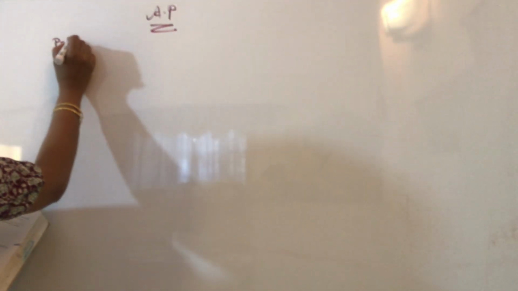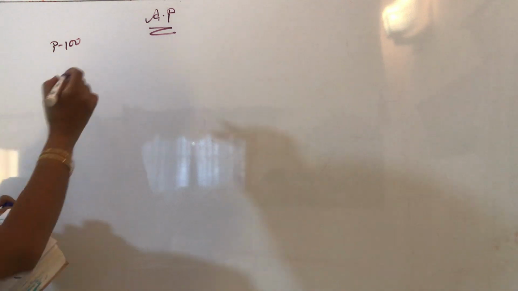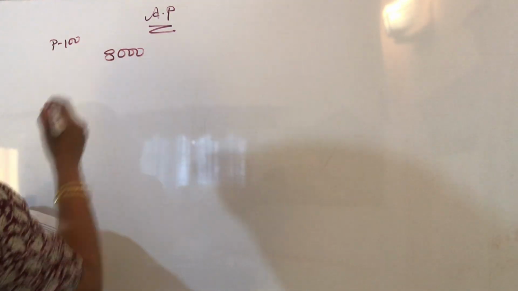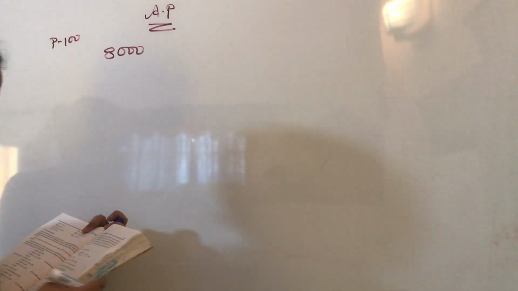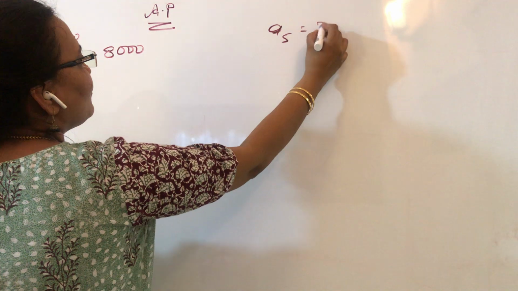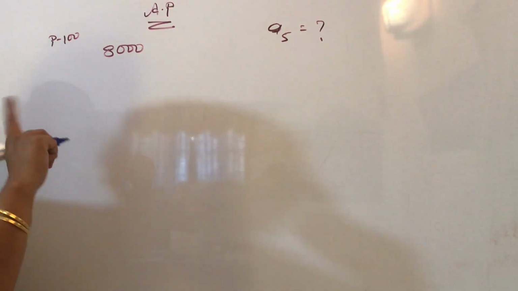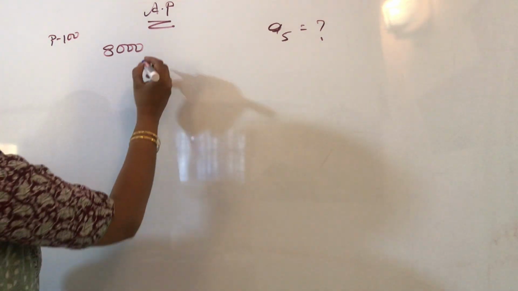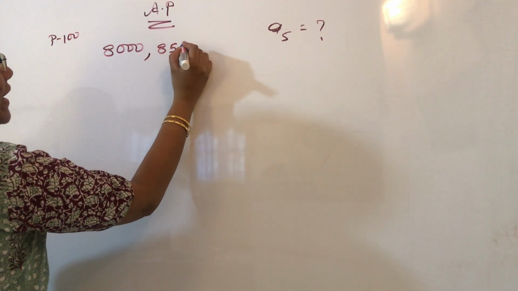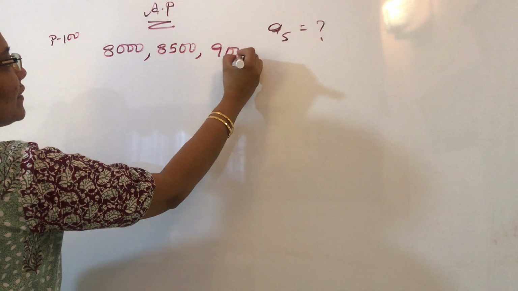NCERT page 100. See here, Reema applied for a job and got selected. She has been offered a job with a starting monthly salary of 8,000, with an annual increment of 500. So what would be the monthly salary for the fifth year? Initially, in the first year the salary is 8,000 and there is an increment of 500 rupees. So the second year salary will be 8,500 and then 9,000.